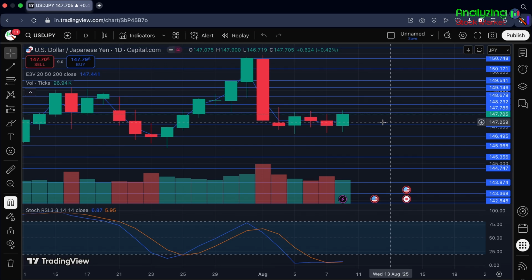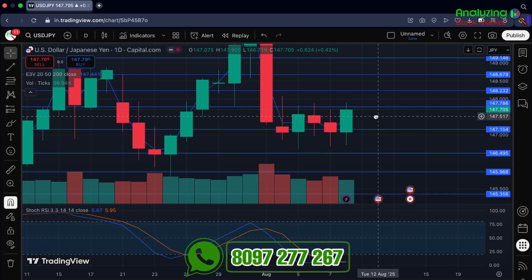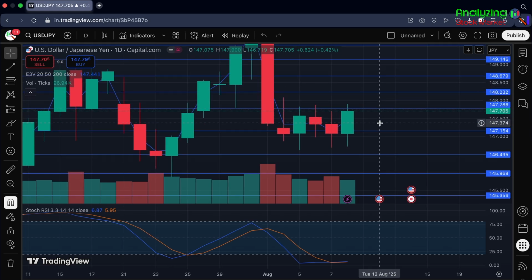So here let's now talk about the closing. As you can see, 147.705 was the closing. Here the direct support is 147.154, direct resistance is 147.786. After direct support, there is a support of 146.495 and then 145.968. After direct resistance, there is a resistance of 148.232 and then 148.679. So these are some important support zones and resistance zones which will help you to take trades for the coming week.